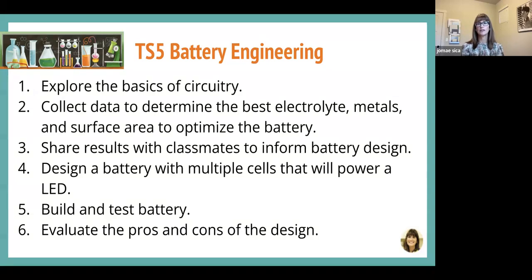Now, when they share this information out, it's a little bit more informative because it's supposed to help them decide in their groups what they are going to build their battery out of. So they go ahead and collaborate on that. And then at that point, they're ready to design their own battery, right? They need to have multiple cells in their battery though. So first we help them build that single cell.